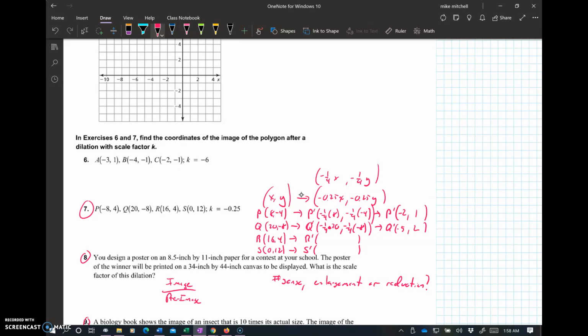Just checking those out. Again, you can do a lot of this mentally. -1/4 times 16 is -4. -1/4 times 4 is -1. -1/4 of 0 is 0, of course. -1/4 of 12 is -3, and I got my points.